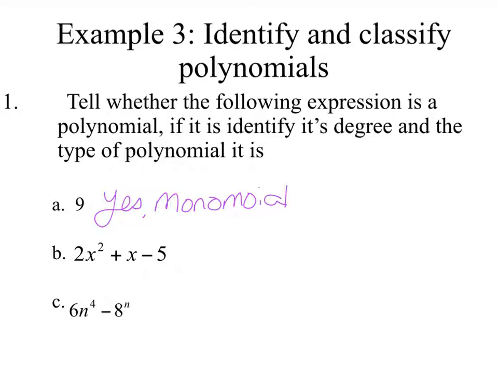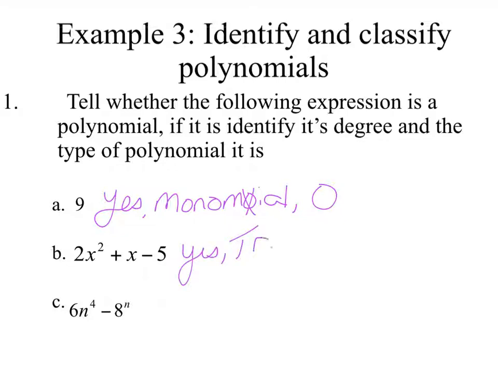I don't think I spelled that right. Monomial. I got one too many O's. It is a monomial and it has degree 0. Monomial means one piece. So looking at B, yes, it is a polynomial.